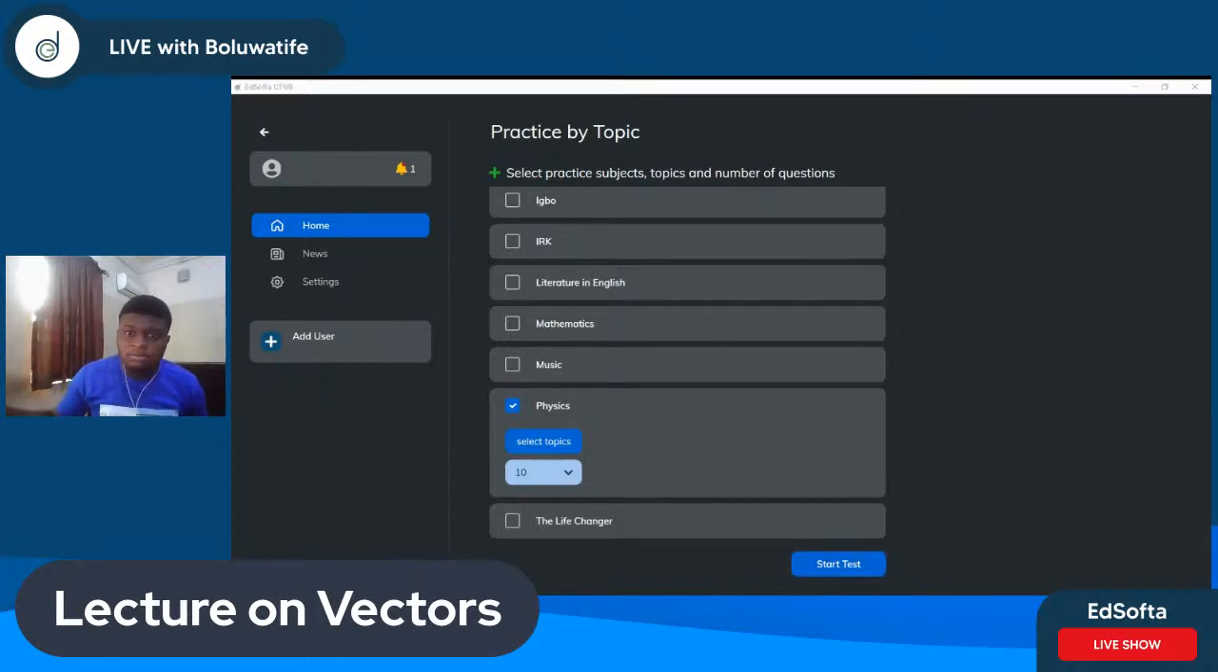So voila. Now the first question: the figure below shows two velocities, V1 and V2. Which of the following diagrams correctly represents the vector difference W equals V1 minus V2?